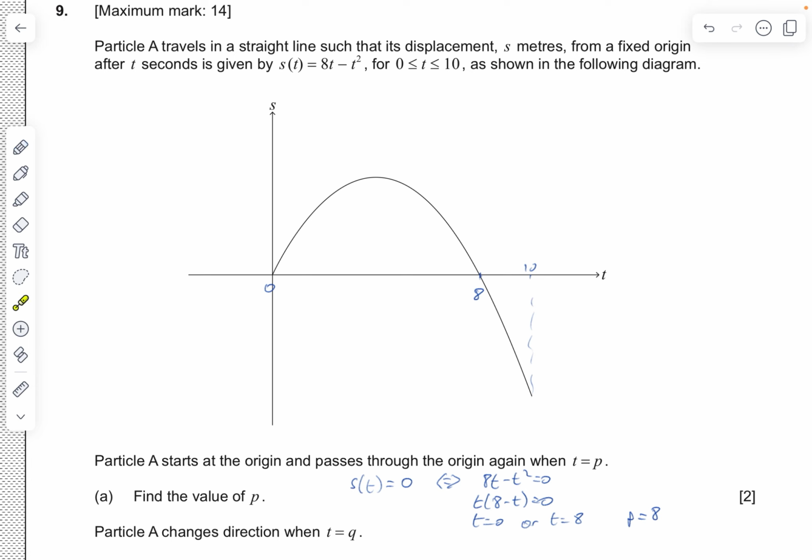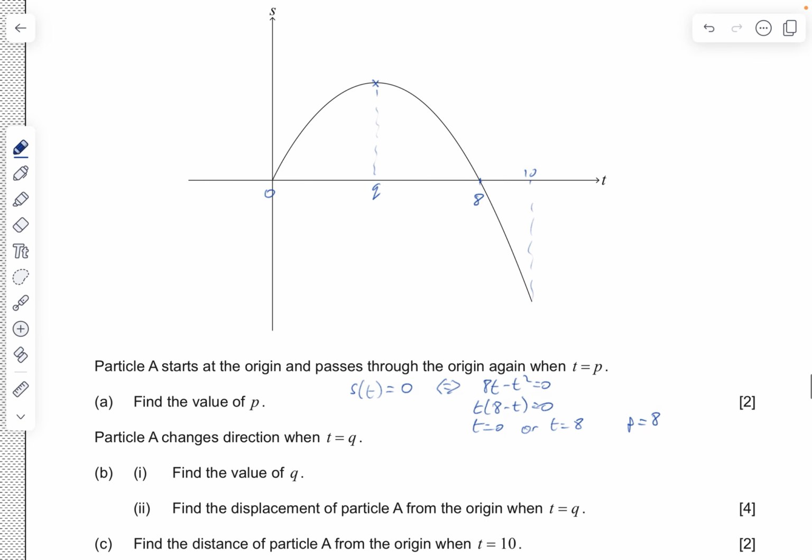Particle A changes direction when t equals q. Well, it's going away from the origin first, then it comes back. Here's its change in direction. So this is when it's q. I could differentiate if I wanted to, so we can do that. We could do v of t equals 8 subtract 2t, which has to equal 0. So 2t equals 8, t equals 4.